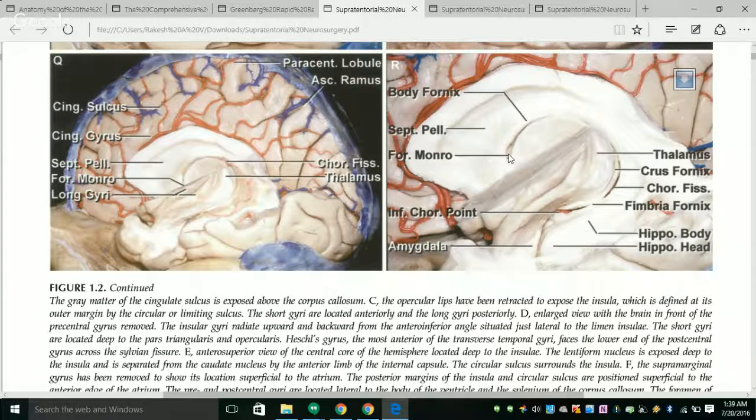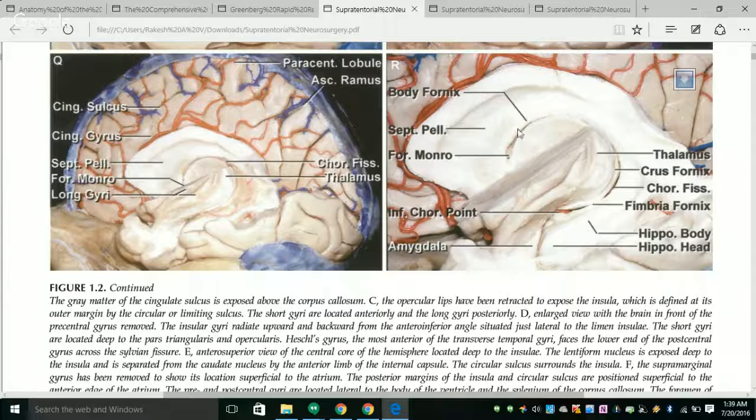Okay, so R, enlarged view of the choroidal fissure. The choroidal fissure extends from the foramen of Monro to the inferior choroidal point, located behind the head of the hippocampus. So the inferior choroidal point is located behind the head of the hippocampus. The choroid plexus, which attaches along the choroidal fissure, has been removed.